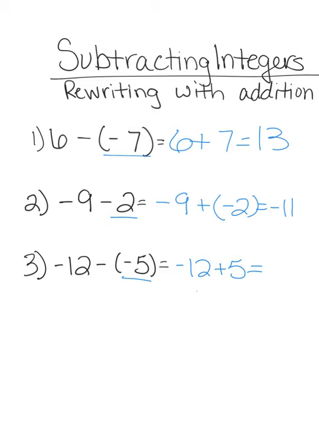So in this case, I see that the negative 12 has the greater absolute value. So my answer will be a negative. And then I'm just going to subtract the absolute values. 12 minus 5 is 7. And I already pointed out that the 12 had the greater absolute value, so that makes my answer a negative 7.